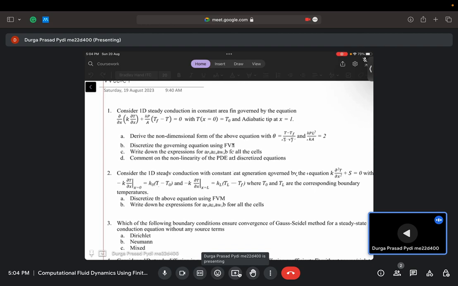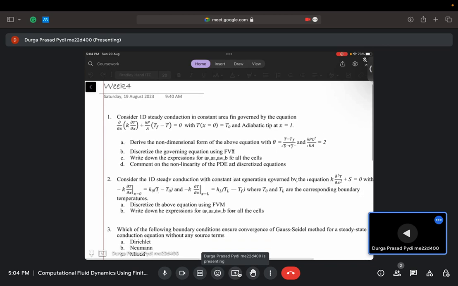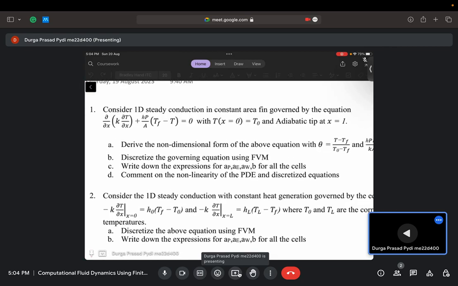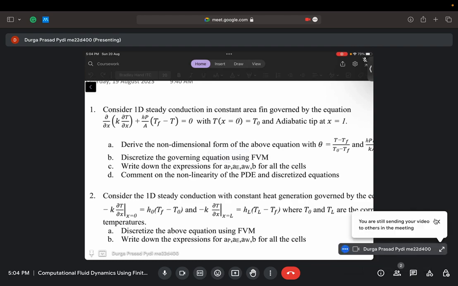As you can see here, the first question is essentially the standard fin problem, where you have steady state conduction in a constant area fin, so the area is not changing, and the governing equation is given by d/dx of k times dT/dx plus hP by A times (Tf minus T) equal to 0, where P is your perimeter and A is the cross-section area of the fin. Tf is the ambient or fluid temperature, and the boundary conditions are at the base, where x equal to 0 you have T equal to T naught, and at the other end you have an adiabatic tip.